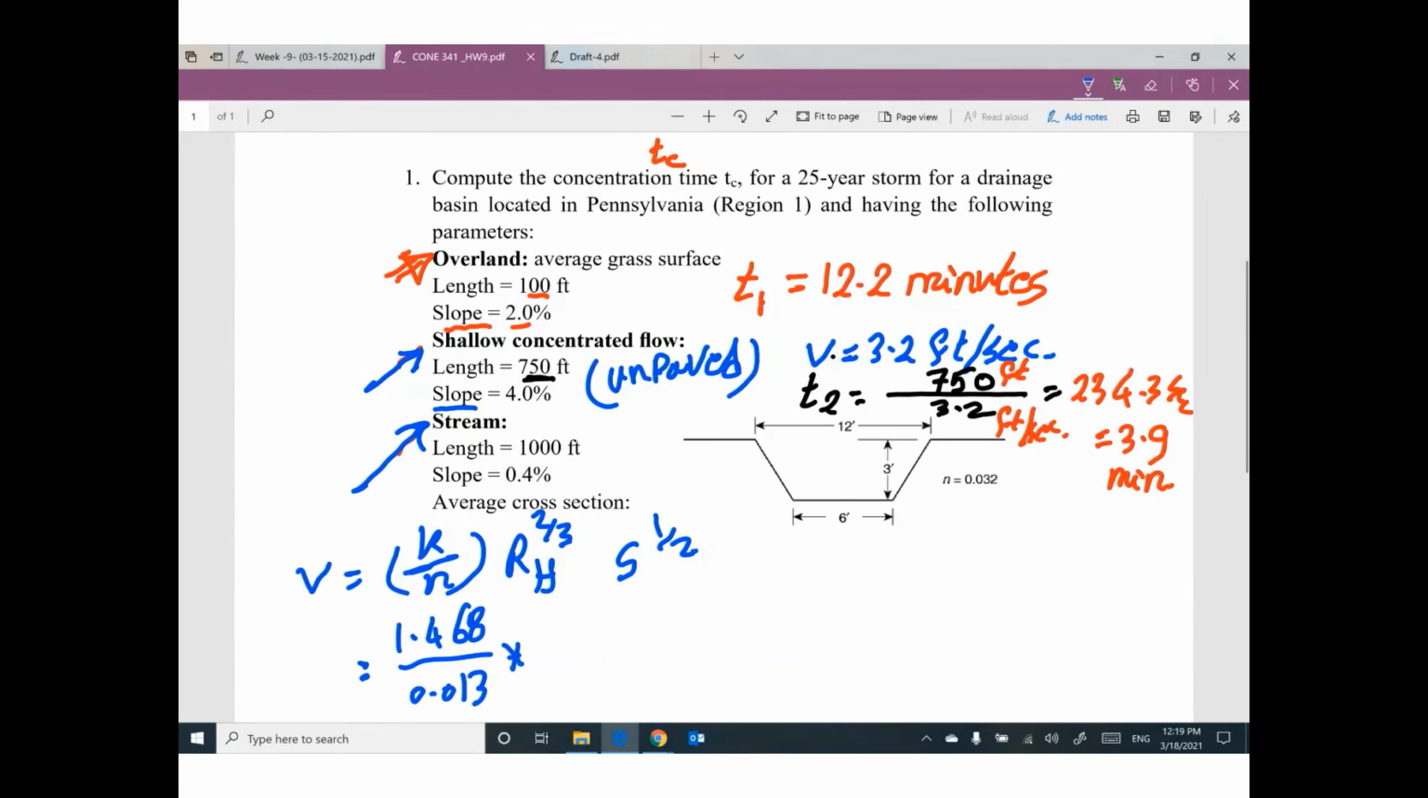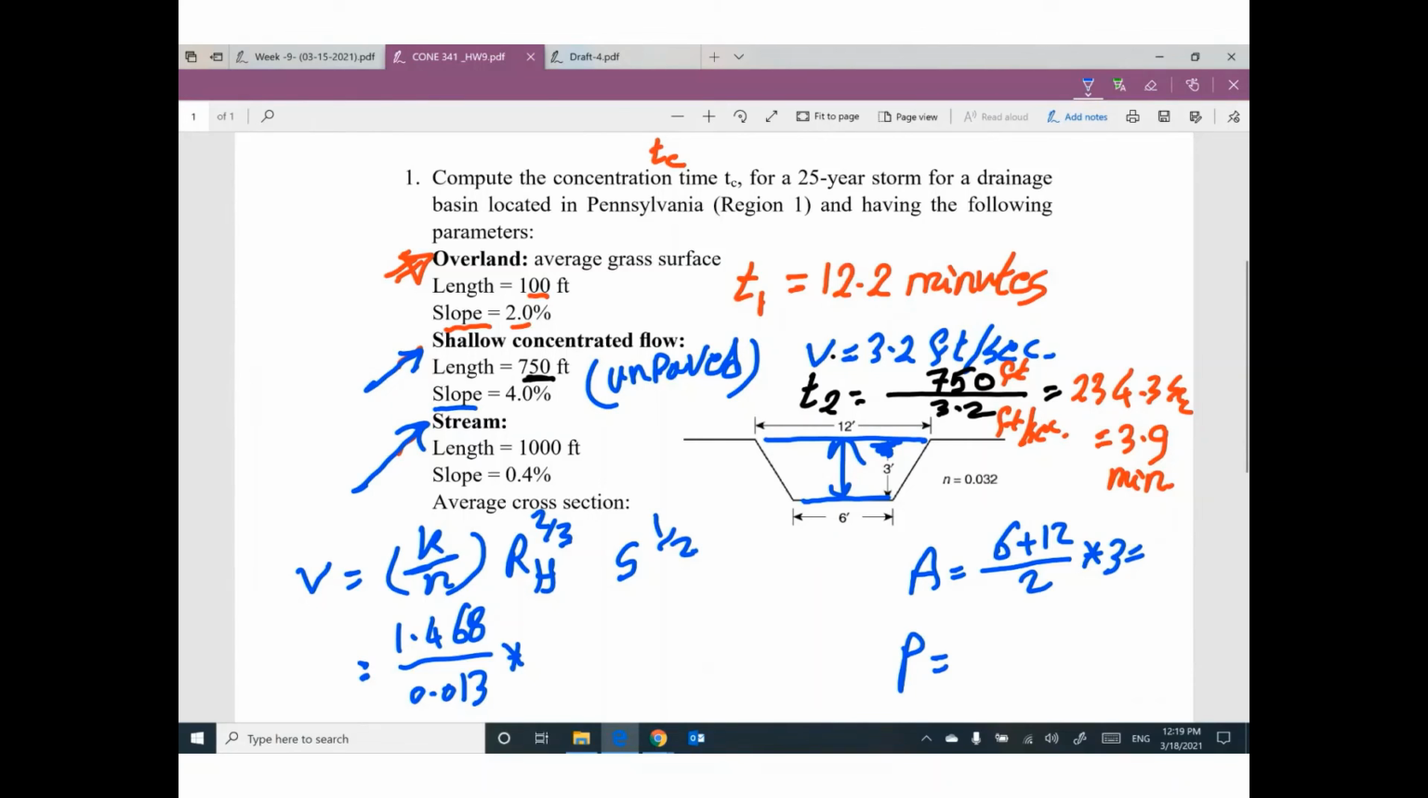What is the hydraulic radius? We have a cross section here. That's fine. The water surface has a depth of 3 feet. What is the area? 6 plus 12 divide 2 times 3. What is the wetted perimeter?